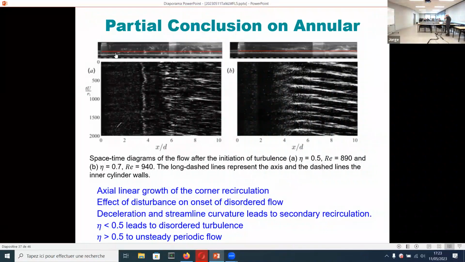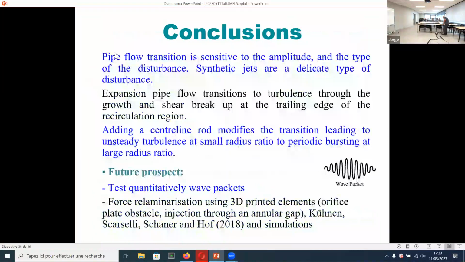At higher Reynolds number, we've seen that when the rod has a small diameter, you get disordered flow. When the rod has a large diameter, then you get periodic turbulence. I will end up here, I think.